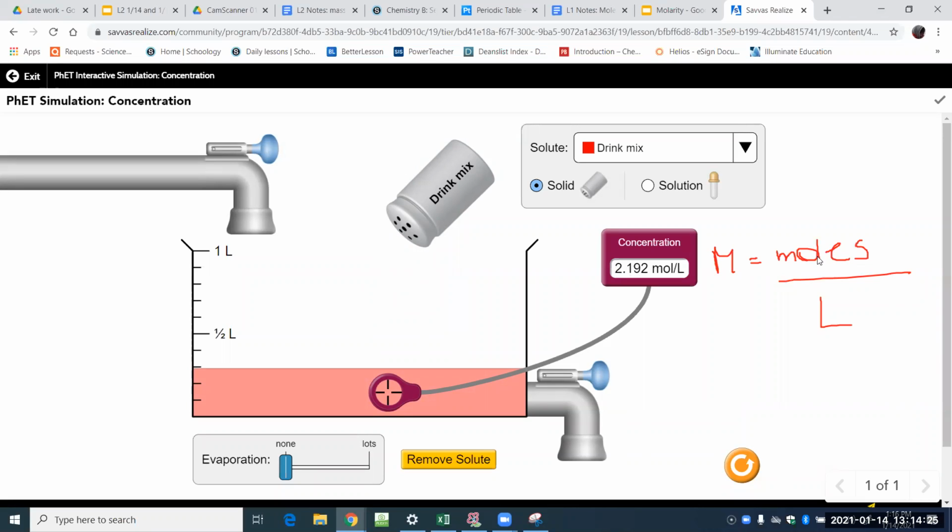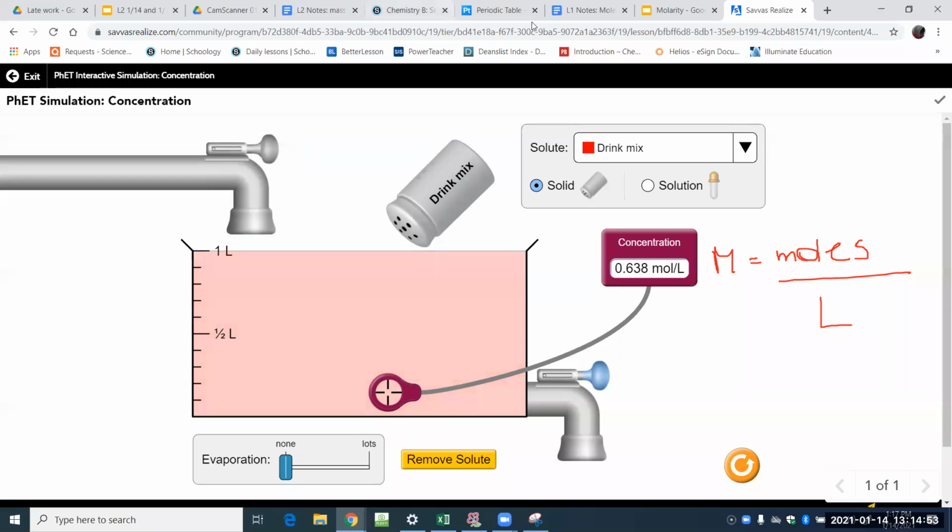So now let's make the solution diluted. I make the solution diluted by adding more solvent. Okay, so that's how I get to make a concentrated versus a diluted solution. Okay, so for diluted, you add more solvent. For concentrated, you add more solute.